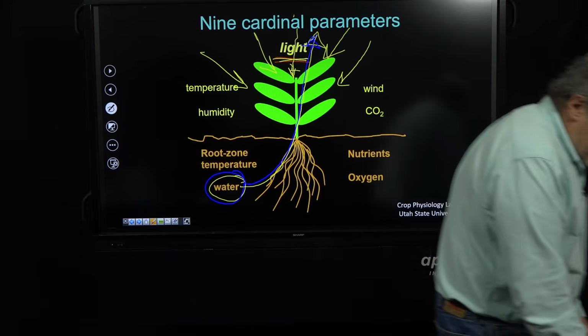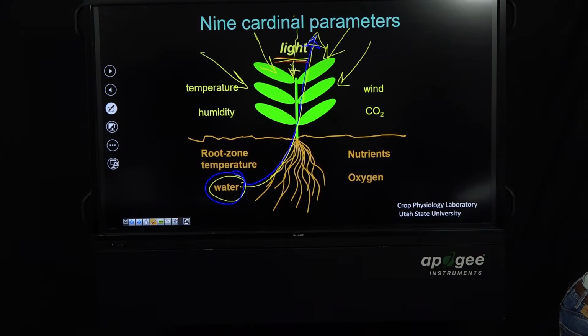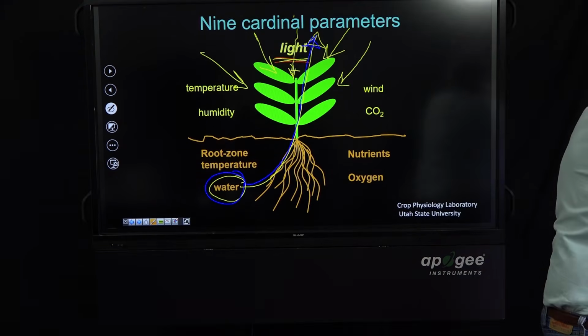So I got to step over here and plug the light in, wheel this in.